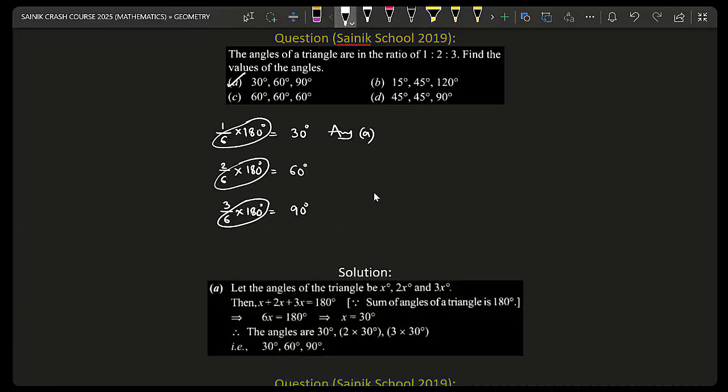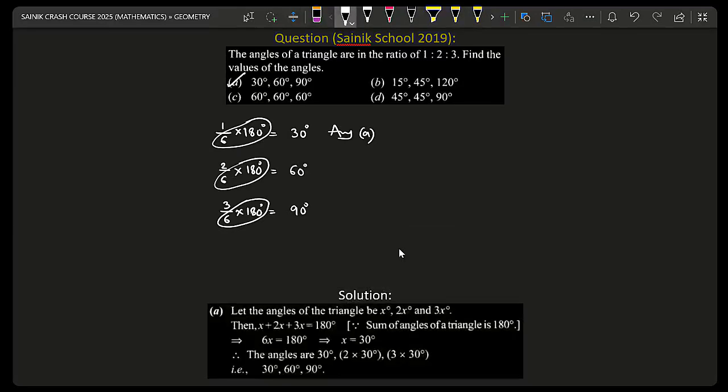So even you can do like this. You can call the first angle as x, second angle 2x, third angle 3x. Then also you get the answer. But this is the easy method. Directly you will get the final answer. So option A is correct.